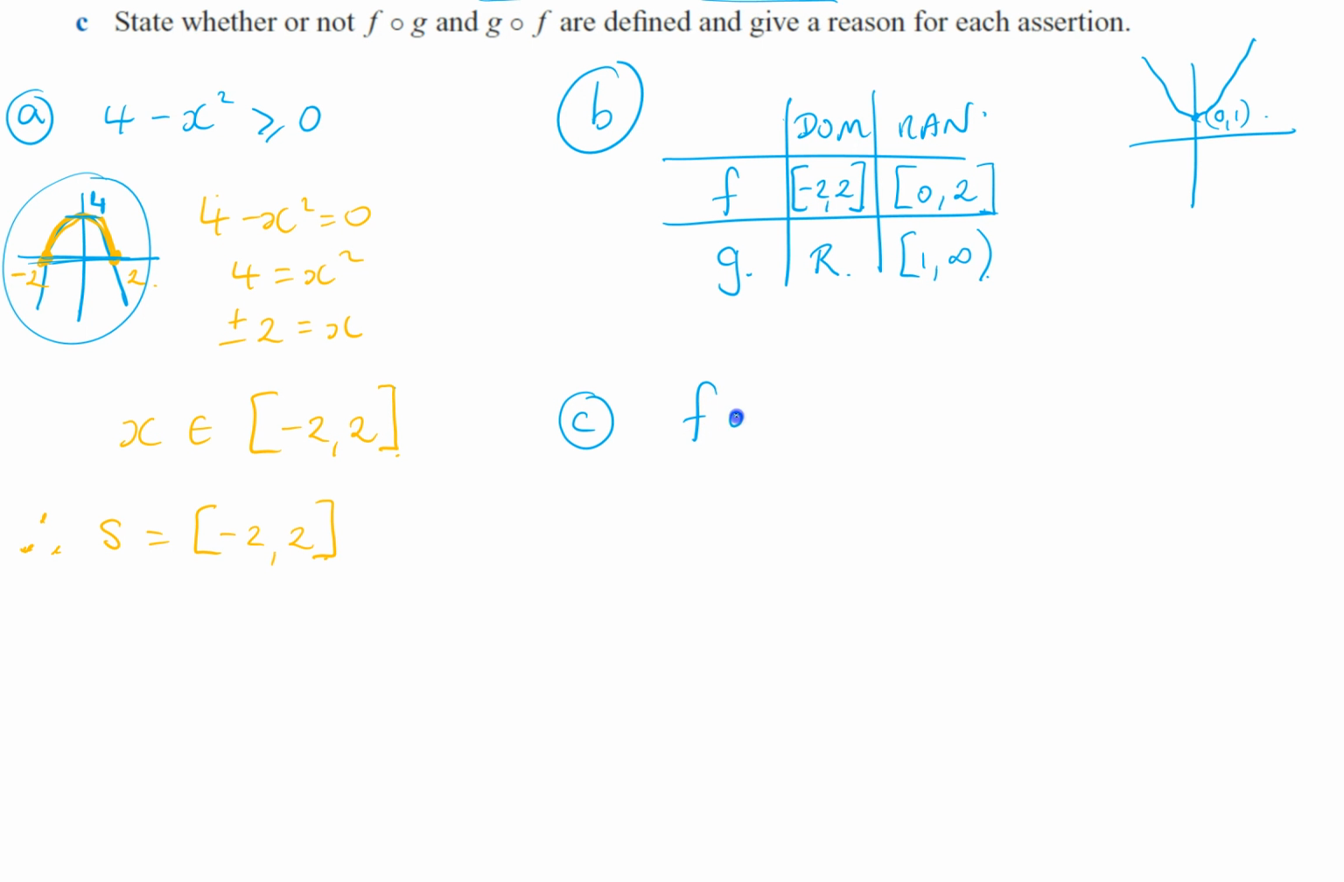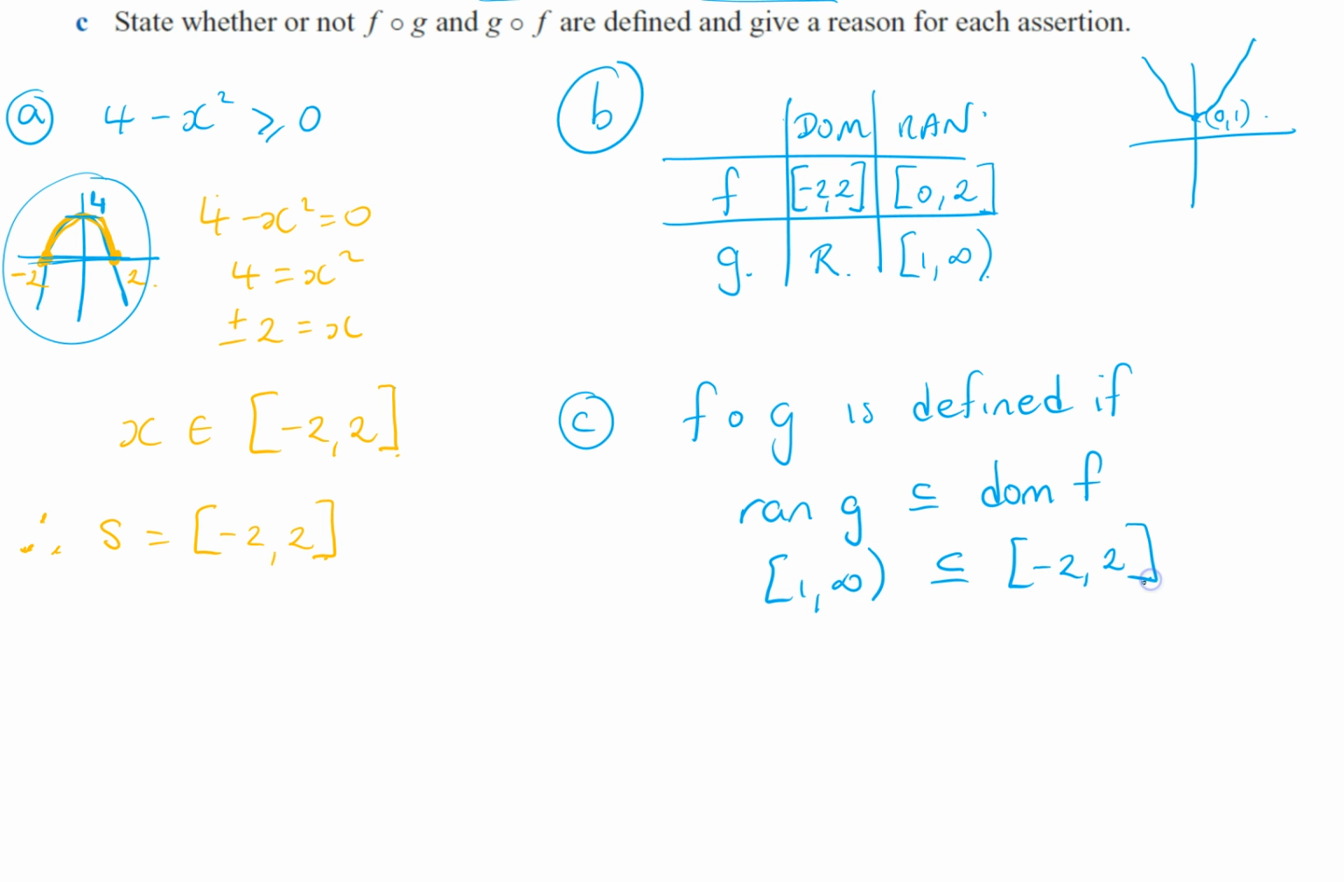So fog is defined if the range of the second one, and you should be getting used to the pattern by now, the range of the second one is a subset of or equal to the domain of the first function. So the range of g we've said is 1 to infinity. Is that a subset of or equal to negative 2 to 2? And no, because this goes all the way to infinity. So this does not fit into this. So it's not a subset. Therefore, fog is not defined.